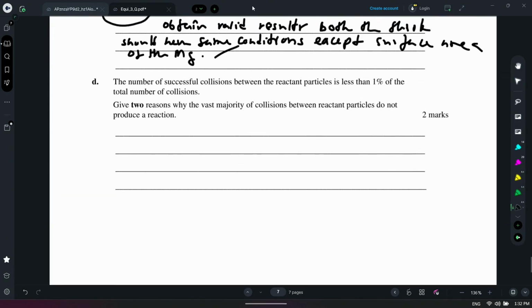The last part, what does the question say? The number of successful collisions between reactant particles is less than 1% of the total number of collisions. Give 2 reasons. So what are the 2 reasons? I mean, it's a sort of a good question. Why is it a good question? They are asking you for 2 reasons. Normally you will end up giving 1 reason.